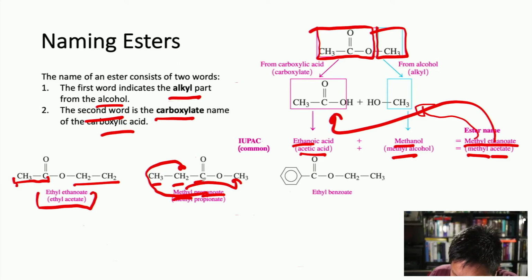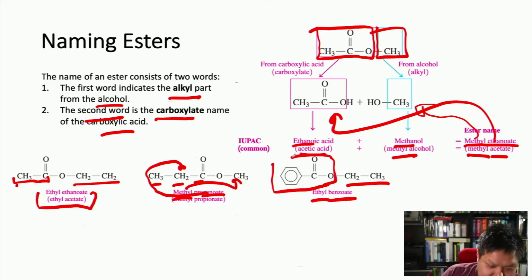And this one's easy because we have an ethyl group there, and then the actual carboxylic acid side is a benzoate, because that's a benzene right there, right? So we get ethyl benzoate. Let's practice this a little.